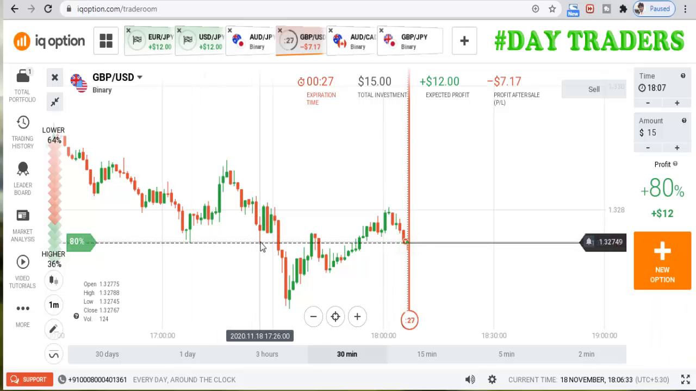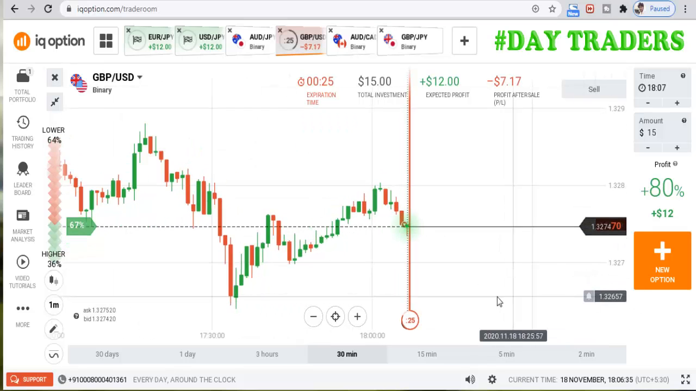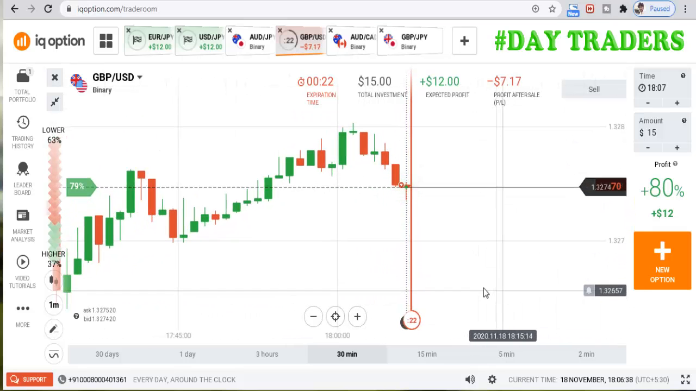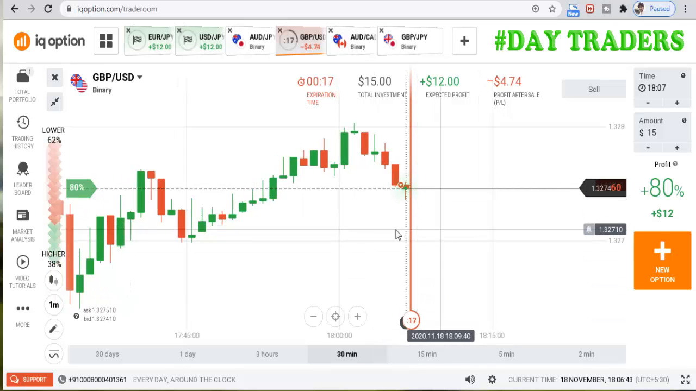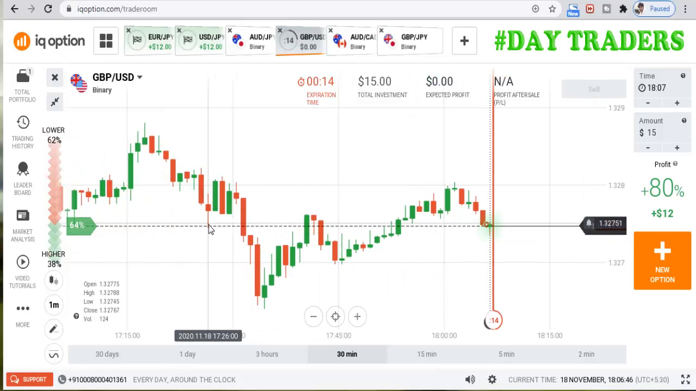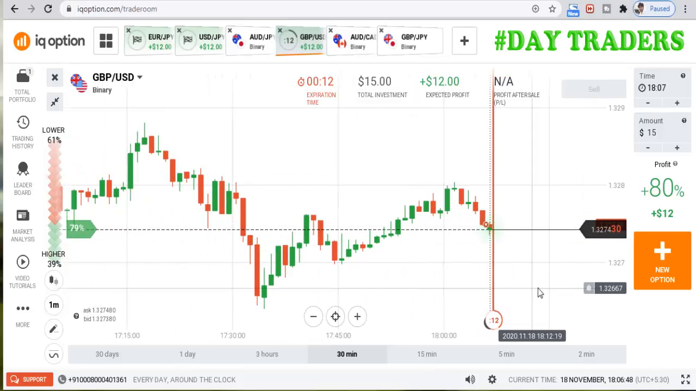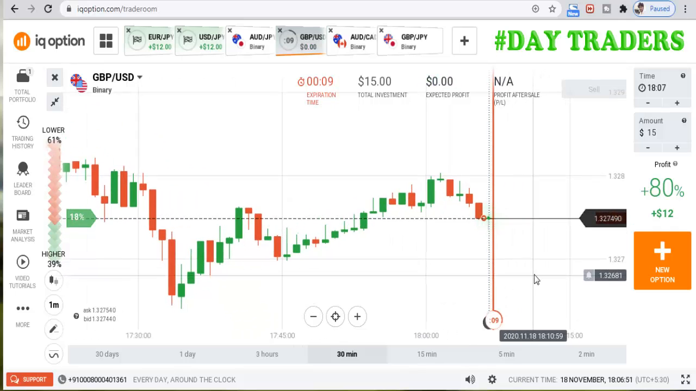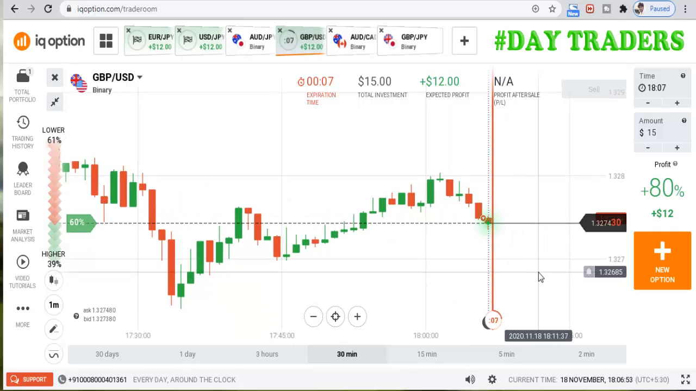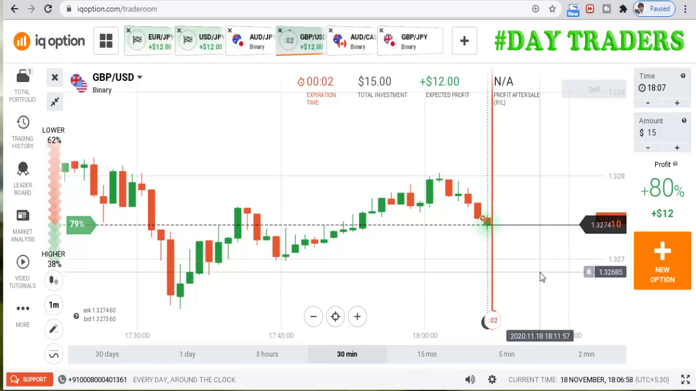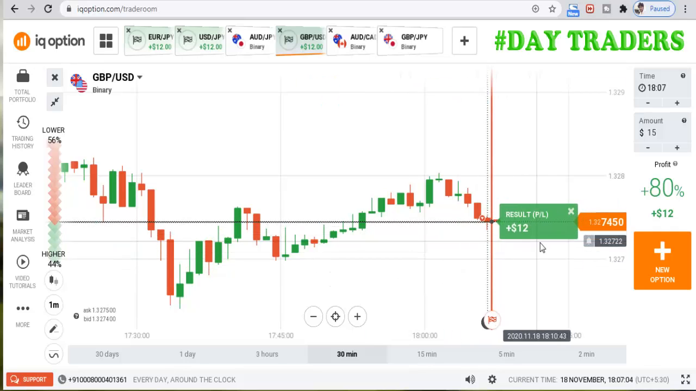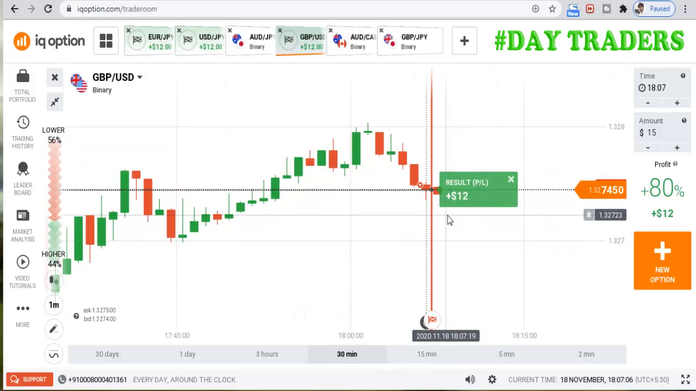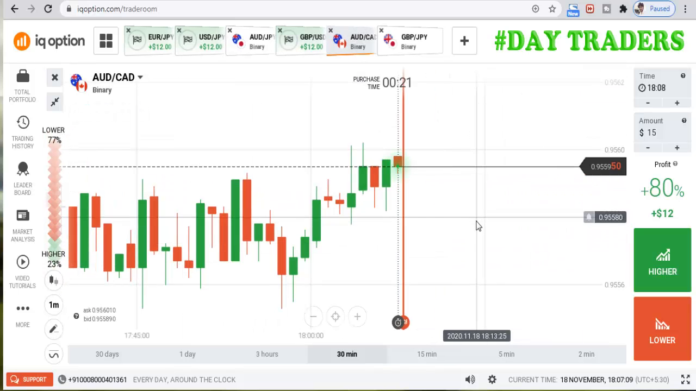I'm expecting a strong rejection bearish candle. Why? Because previously some buyers entered this level, you can see. Okay, we have 5 seconds. Okay, this is also a winning trade, and this is a rejection candle. Okay, no problem. Let's check the next pair.